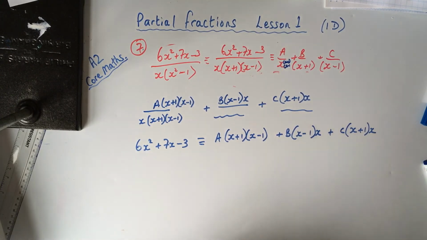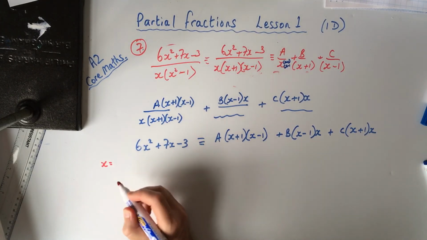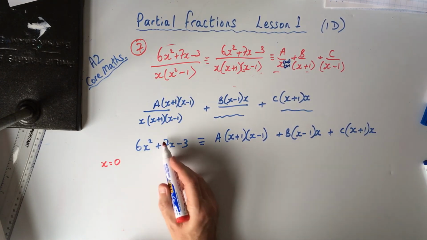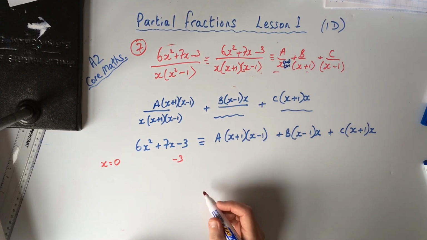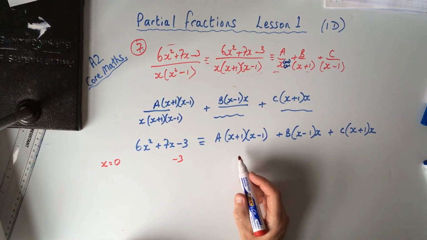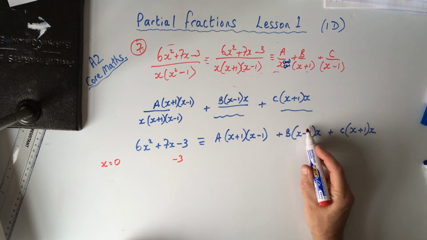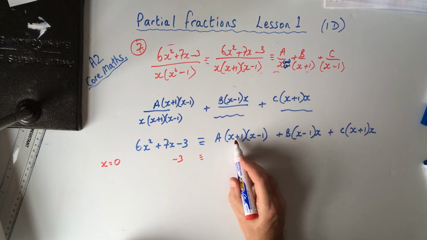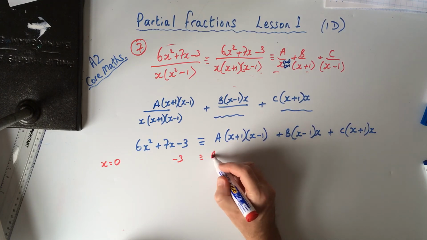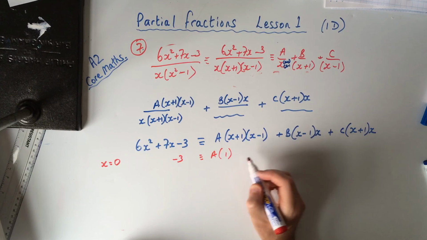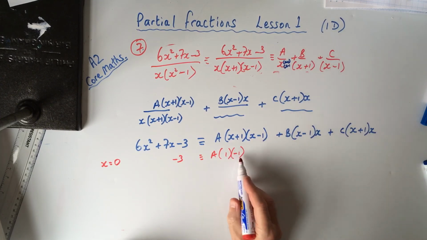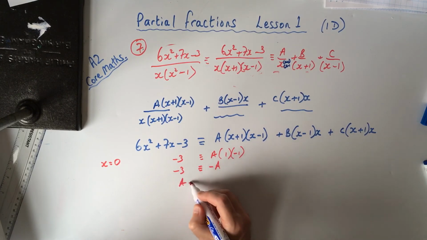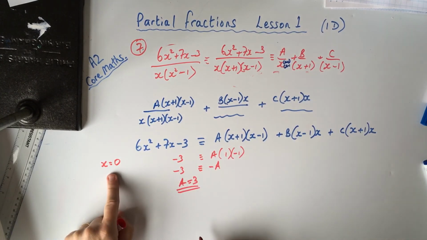If I do the substitution for this now, let's just start with x is equal to 0. If x is equal to 0, all of that goes, so I've just got minus 3. Now if x is equal to 0, of course 0 means all that is gone and all that is gone. So then I'm only left with this bit here. So 1a times 1 and x is 0 times minus 1. So 1 times minus 1, so minus 3 is equal to minus a, so a is equal to 3. That's when x is 0.